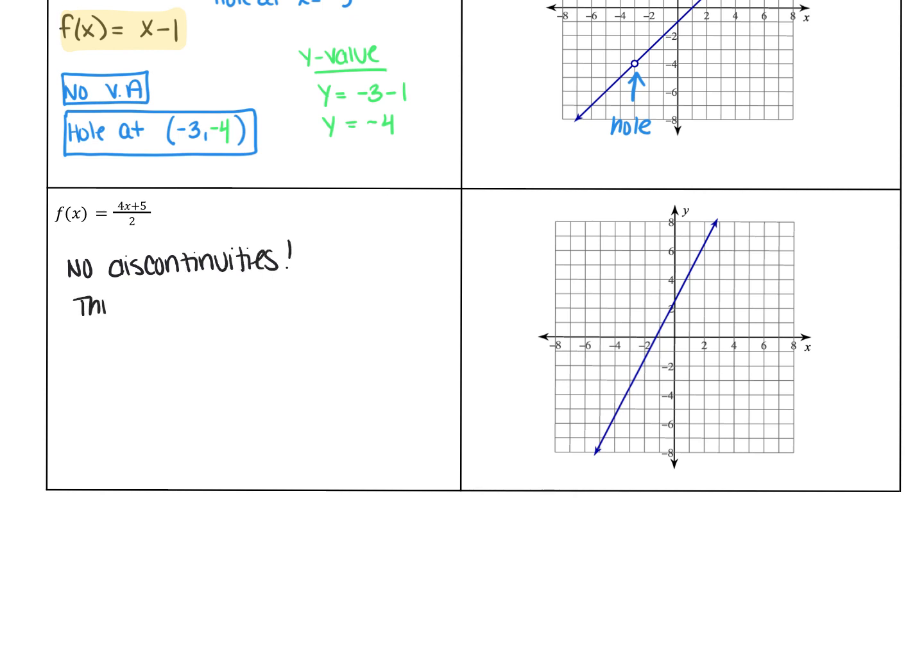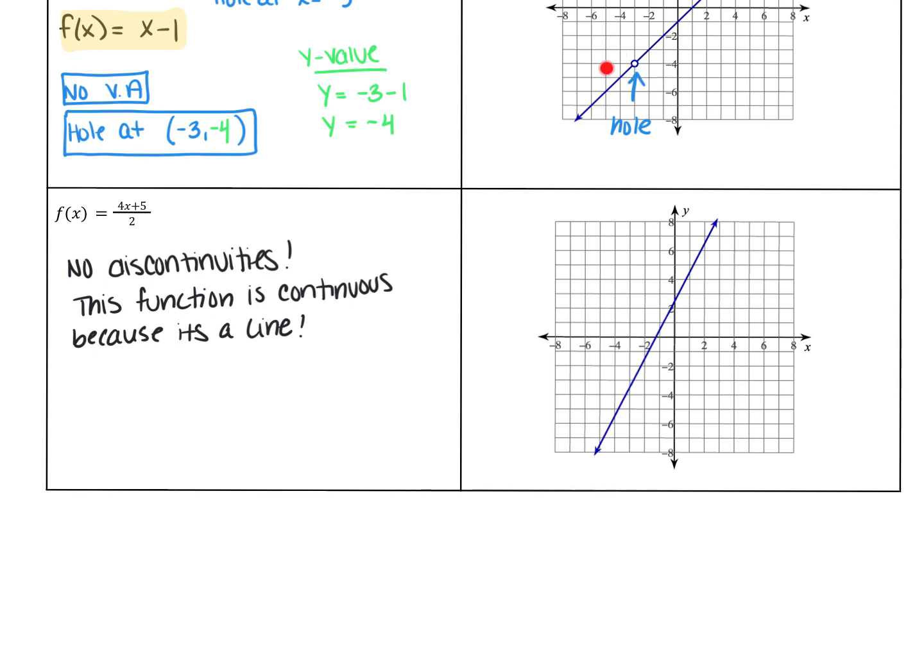And you can say this function is continuous. And the real reason is because it's a linear function, or because it's a line. So this function is continuous because it's a line. All lines are continuous. There's no holes in them.